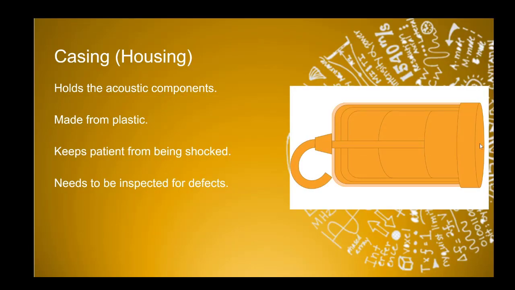And then the last part is the housing or the casing. It's that plastic part that holds all of the components of the transducer. And this is a very important piece. This is what keeps the patient from being shocked, from you being shocked. So it's very important that we inspect the housing or the casing for any cracks. We want to make sure that it is intact. If it is not, then you need a new transducer. You should not use any broken transducers on a patient.